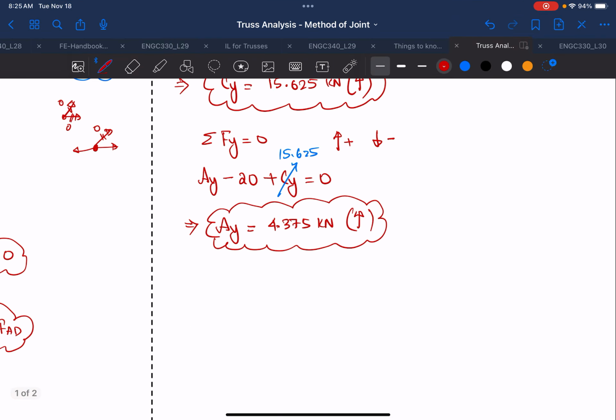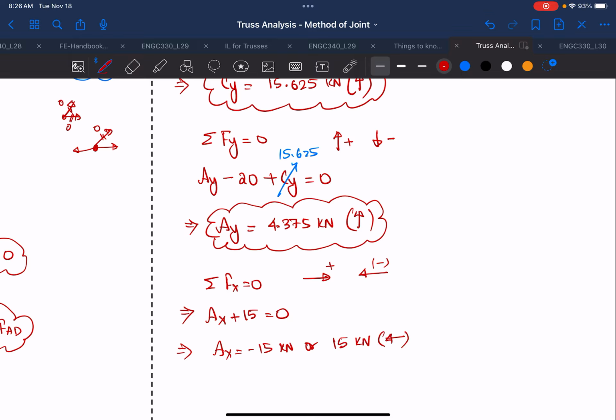And now we do the third one, which is summation of all the x equal to 0. In this case, if it's moving along the x, because our global axis is in this direction, it's going to be positive, and if it is in the opposite direction it will be negative. So we have Ax plus 15 is equal to 0. So Ax is equal to minus 15 kilonewton, and minus means your direction should be opposite, so we put the opposite direction.